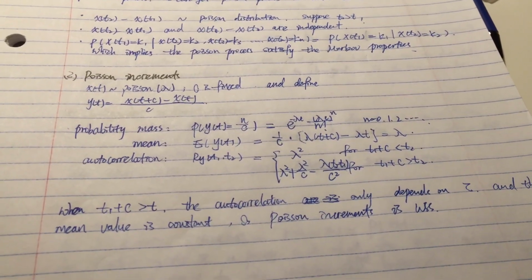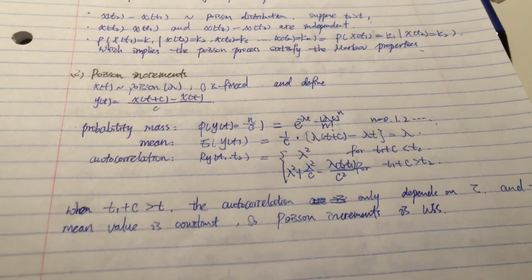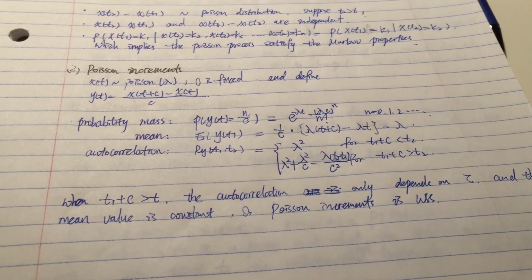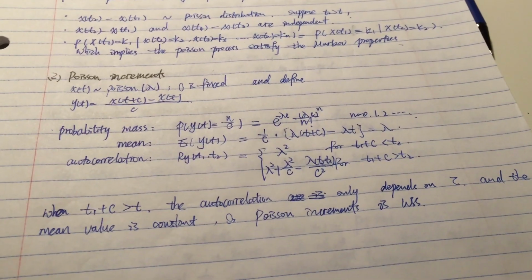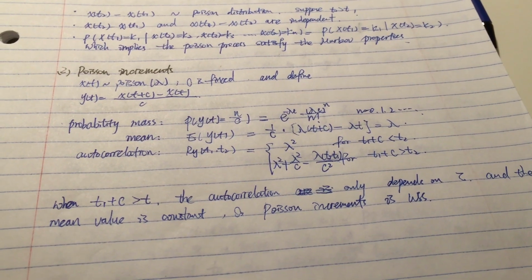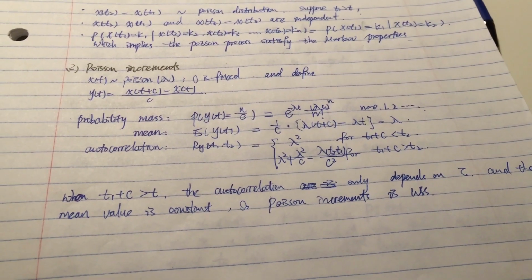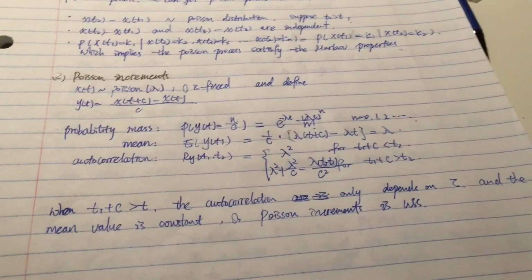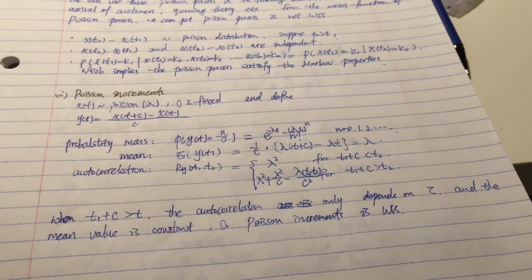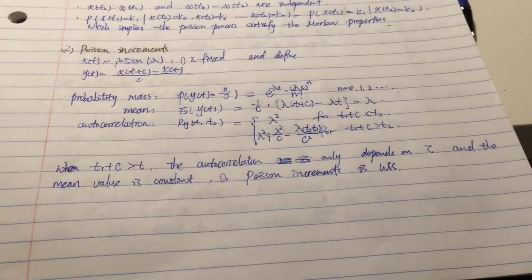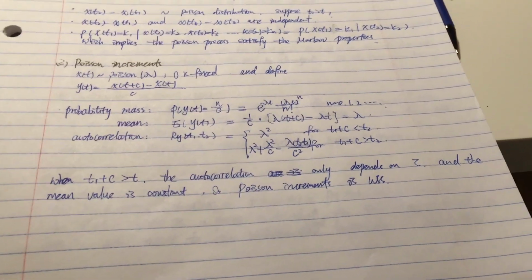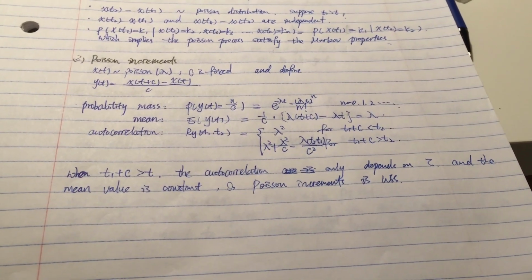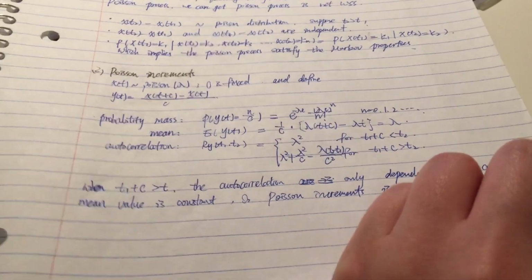The mean equals lambda, and for the autocorrelation there are two situations. First, when t1 plus c is smaller than t2, it equals lambda squared. When t1 plus c is bigger than t2, it equals lambda squared plus lambda squared over c minus lambda times (t2 minus t1) over c squared. So the autocorrelation only depends on tau, and the mean value is constant, so Poisson increments is wide-sense stationary.